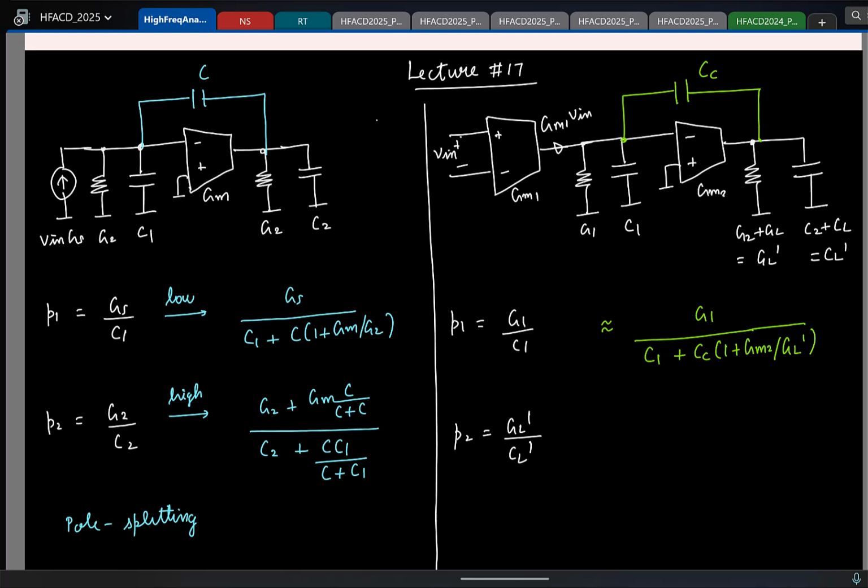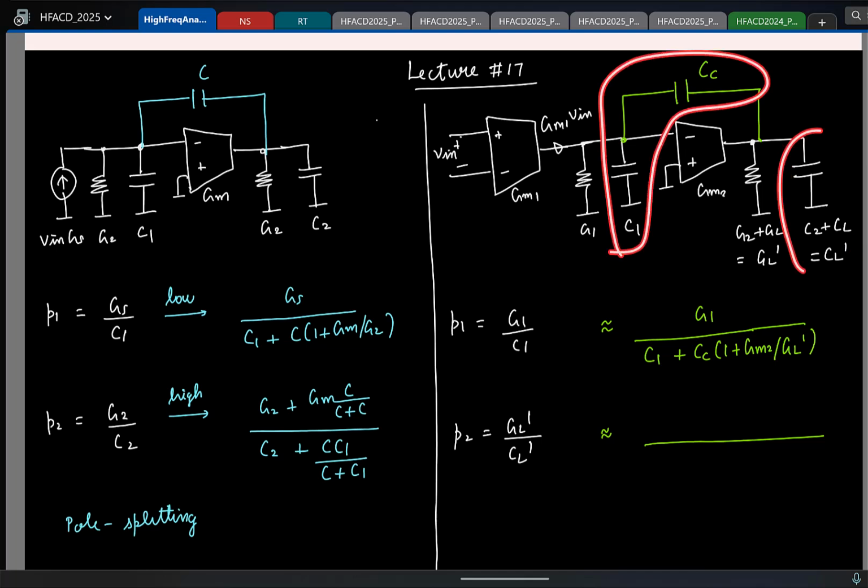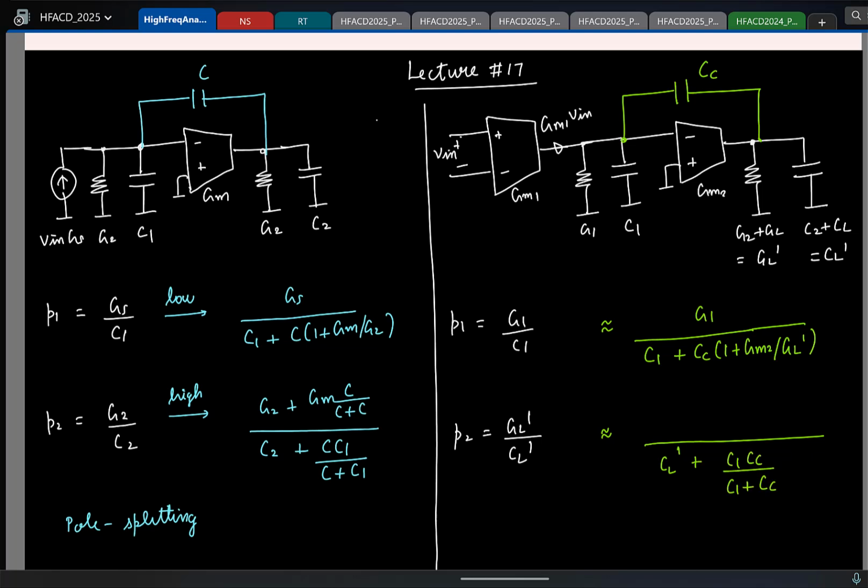Similarly, let's look at the high frequency pole. Again, for the high frequency pole, same arguments. You look at the total capacitance here and you can ignore this resistor in comparison to the capacitor C1. So if I look at the total capacitance here, I have again CL prime and these two in series. I mean, CL and the series combination in parallel. So I'll have CL prime plus C1 CC, right?